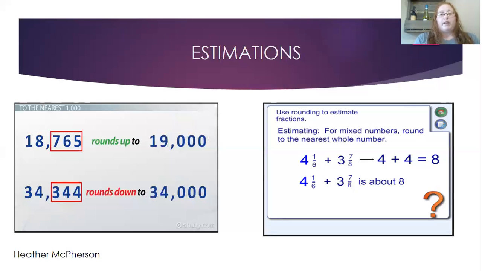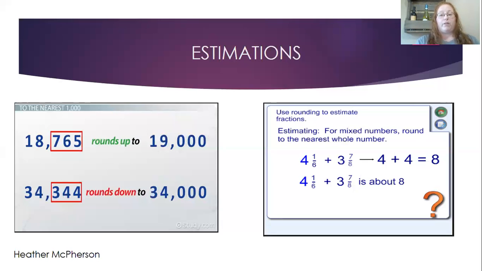You can also use estimations when it comes to fractions. So in this example, estimating for mixed numbers, you'd round to the nearest whole number. So 4 and 1/6 plus 3 and 7/8. How would you round those? Well, first you would look at 4 and 1/6, and 1/6 is closer to 4 than it is to 5, so you would keep it a 4.